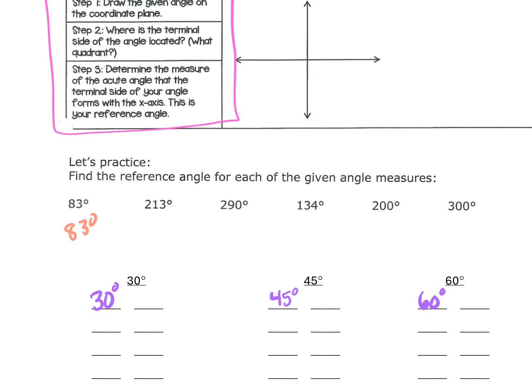Quadrant 3, good. And so you're doing 213 minus 180. So what do we get? 33 degrees. Yes, thanks, CJ. All right, 290 degrees. Elena, what'd you get for that one? 70 degrees, good. And then that 134 degrees, John?